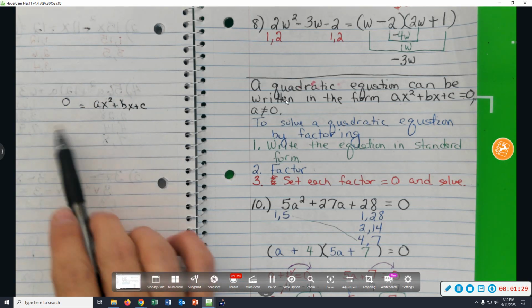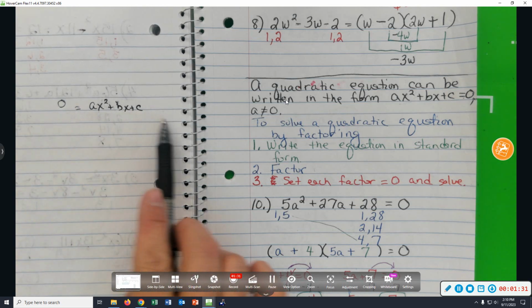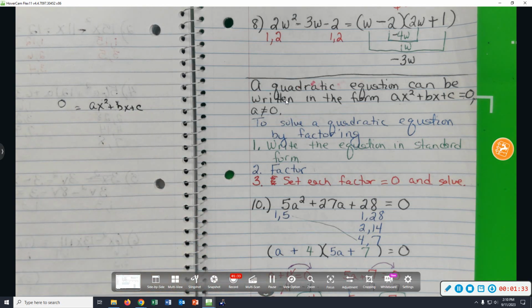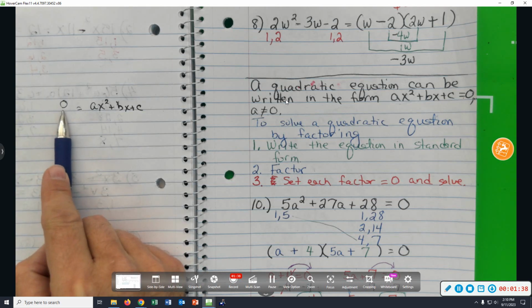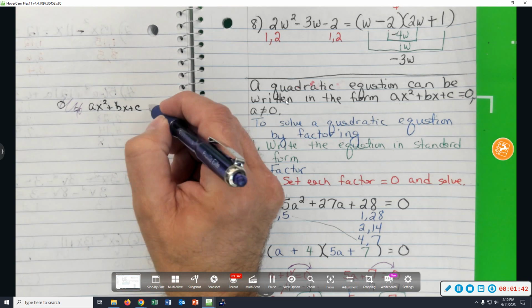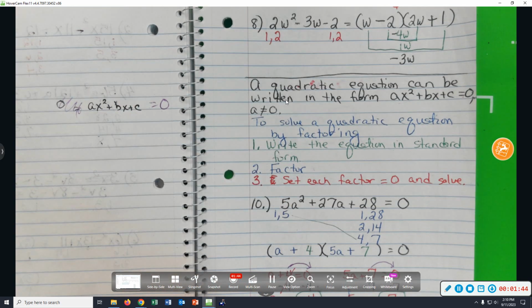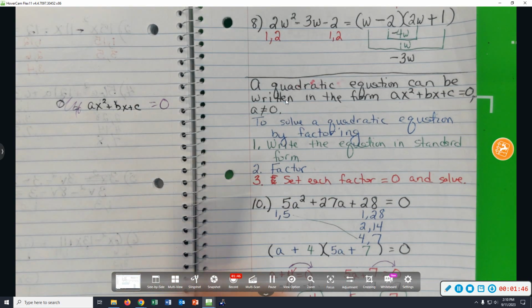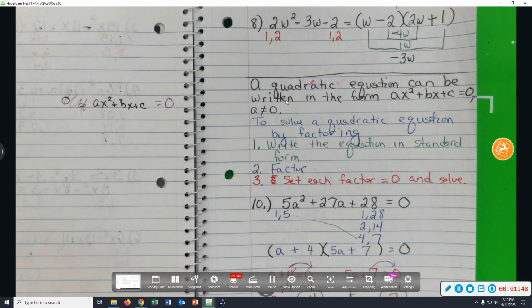Sometimes when students have an equation like this with a 0 on the left, they're like, oh, I don't like that. And I always tell students, if you just don't like the 0 being on the left, just mark it out and write equals 0. It's the same thing. Equality is reflexive. A equals B means B equals A.